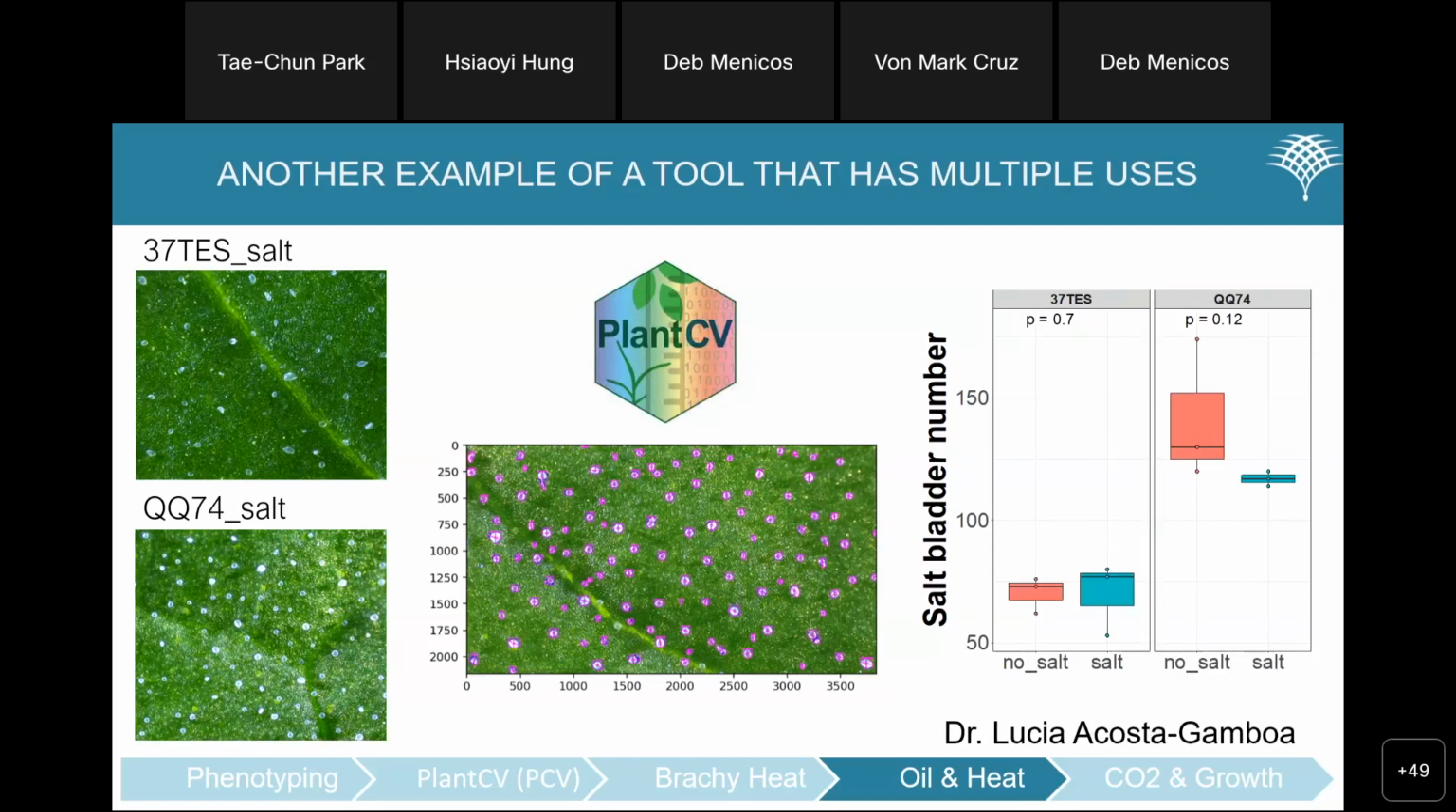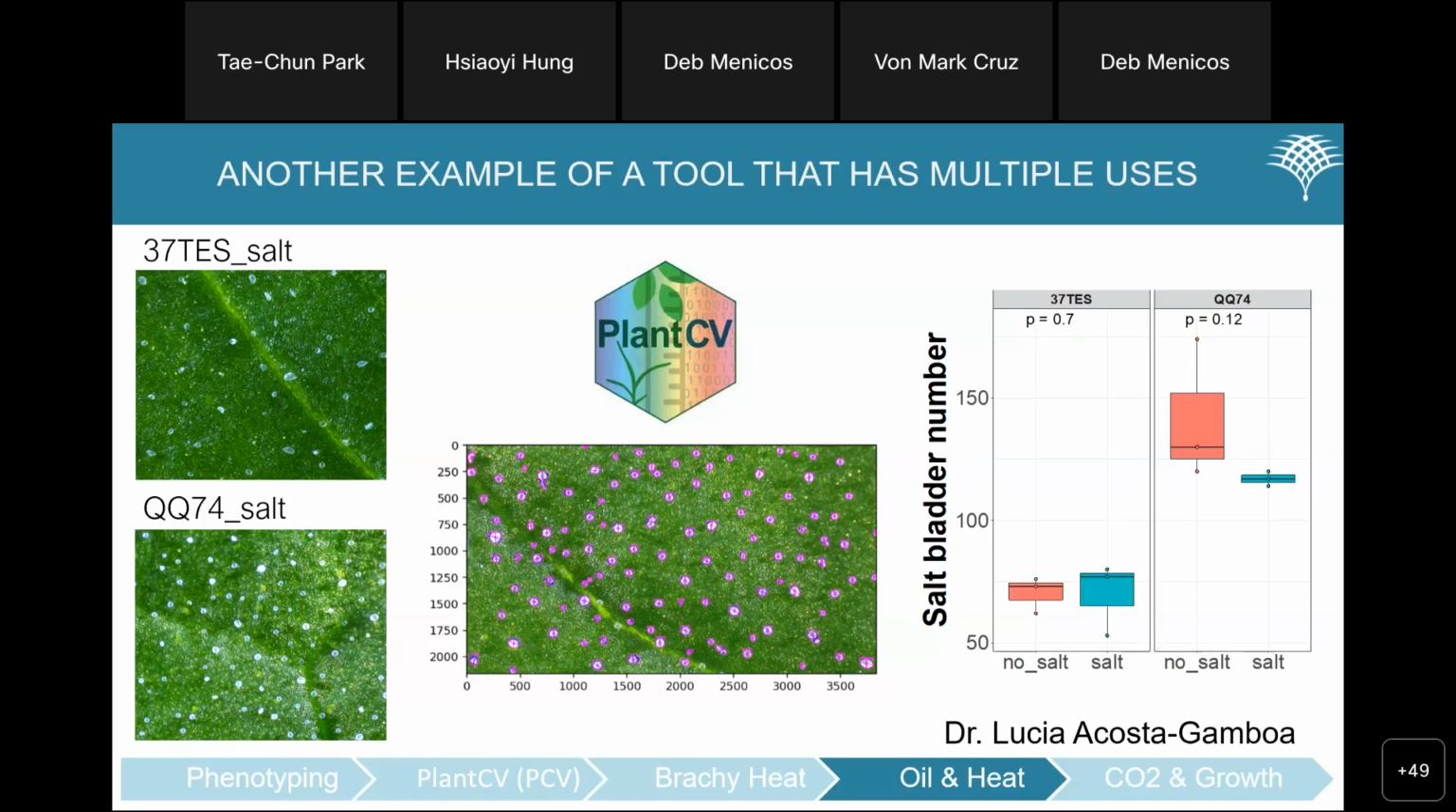So we wanted to be able to quantify the number of salt bladders on a salt-sensitive line in comparison to a salt-tolerant line. And so we used that same tool. We made very minor modifications to that tool, and so we can actually quantify the number of salt bladders using that same stomatal tool here. So same tool, different application. And so here we can see there's more salt bladders on the surface of that salt tolerant line.